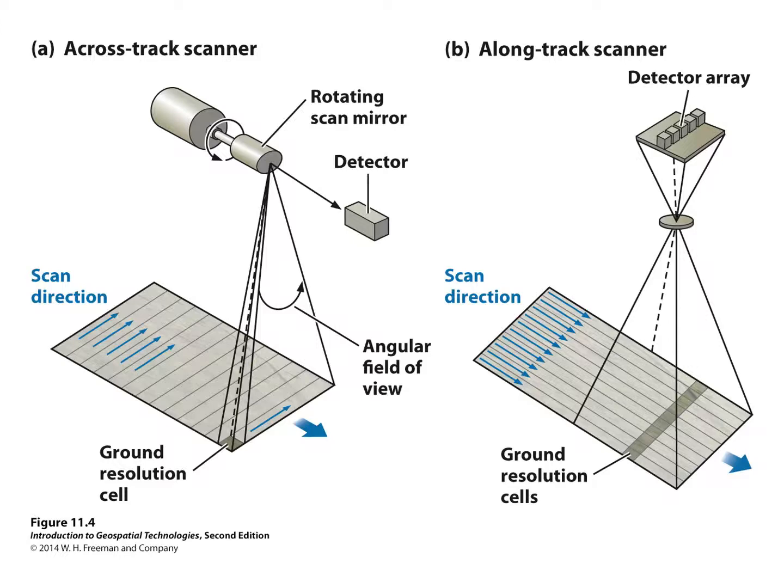Another one is called an along-track scanner, sometimes referred to as a push broom scanner, where you have an array of multiple detectors and a lens that then looks down at a certain area on the ground, and it then takes an image, and then it moves forward and takes another image and another image and another image.